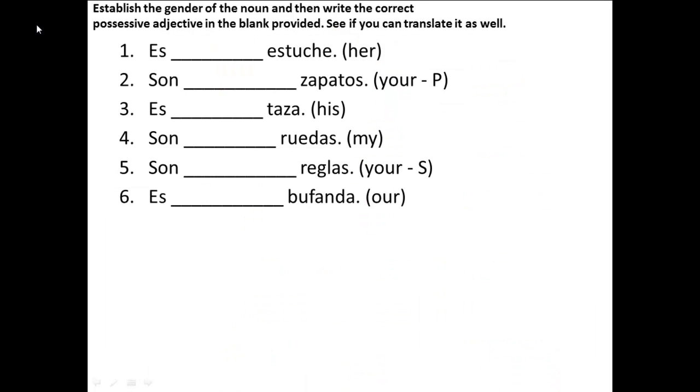See if you can now complete this activity where you put the correct possessive adjectives in the blanks provided. Remember, it is the gender and number of the noun that dictates the possessive adjective you use and not the person who possesses that noun. See if you can then translate it as well. Pause the recording and do that now.